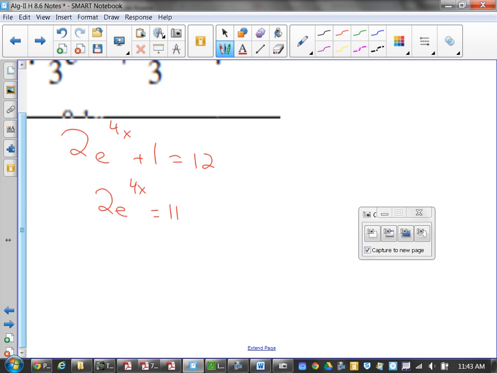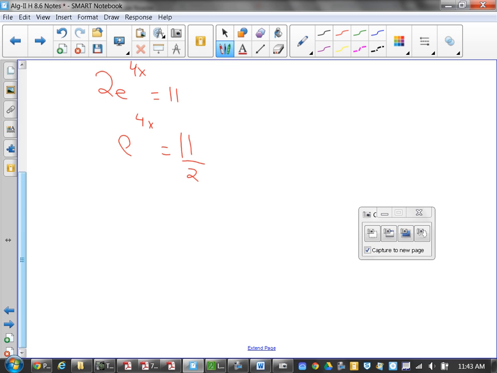Now what do you do? Divide by 2. How do we undo e? Log of e. What is log of e? At this point you would write out log base e of e. Log base e is natural log. So we just write the natural log of both sides. 4x is the natural log of 11 over 2.